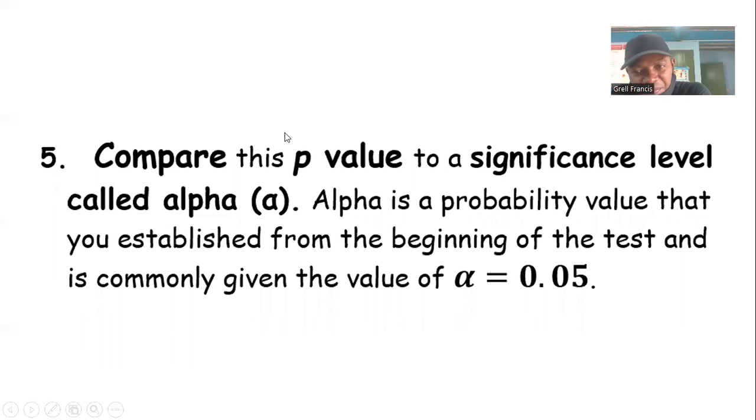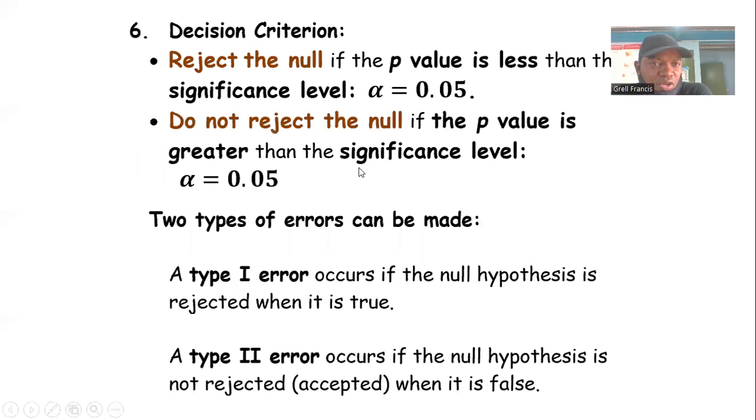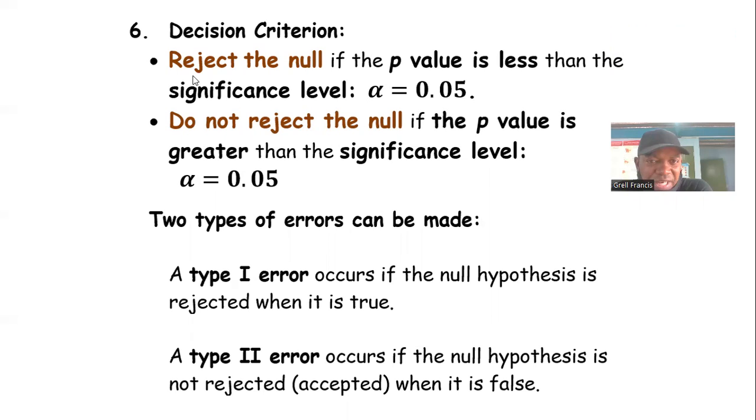Step five, you compare this p-value to the significance level alpha. You can use 0.05. So this p-value, that probability value that the output gives you, you compare it to alpha, to 0.05 if that's what you are using. Now step six, you have a decision to make. Either you reject the null if the p-value is less than the significance level, 0.05. So if the p-value identified is less than 0.05, you reject the null. And you do not reject the null if the p-value is greater than the significance level.